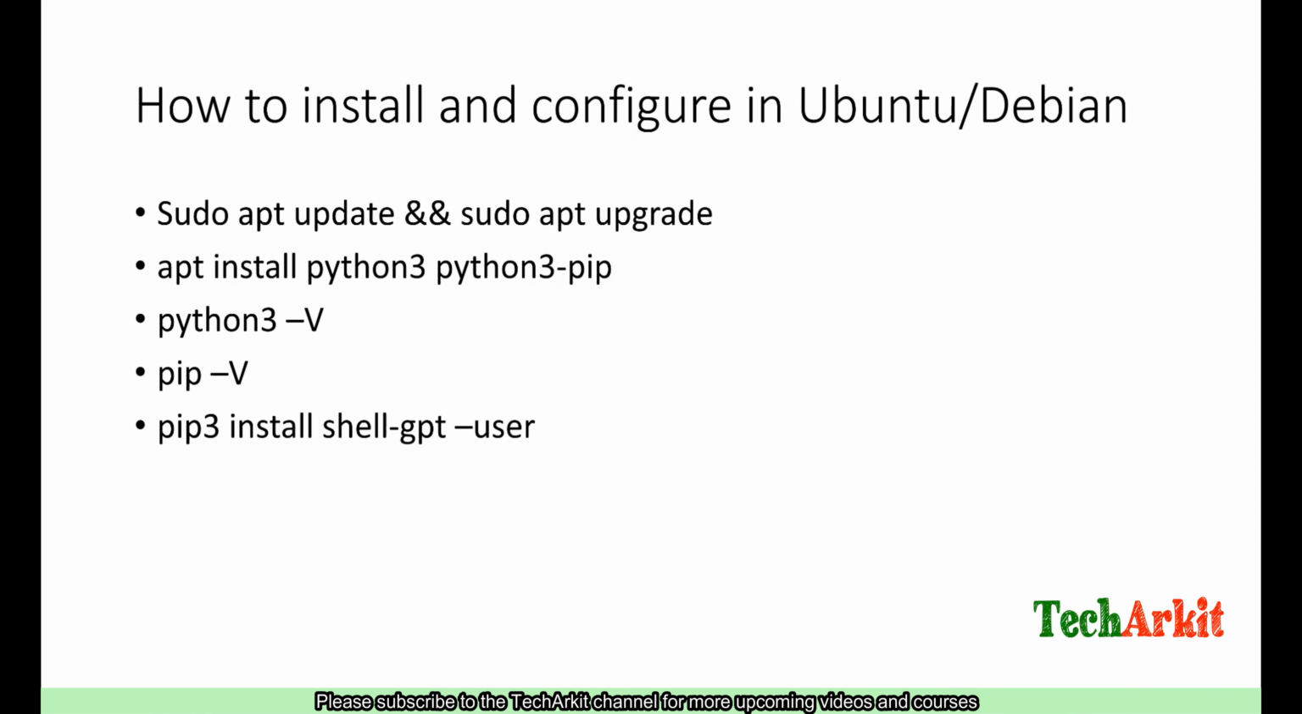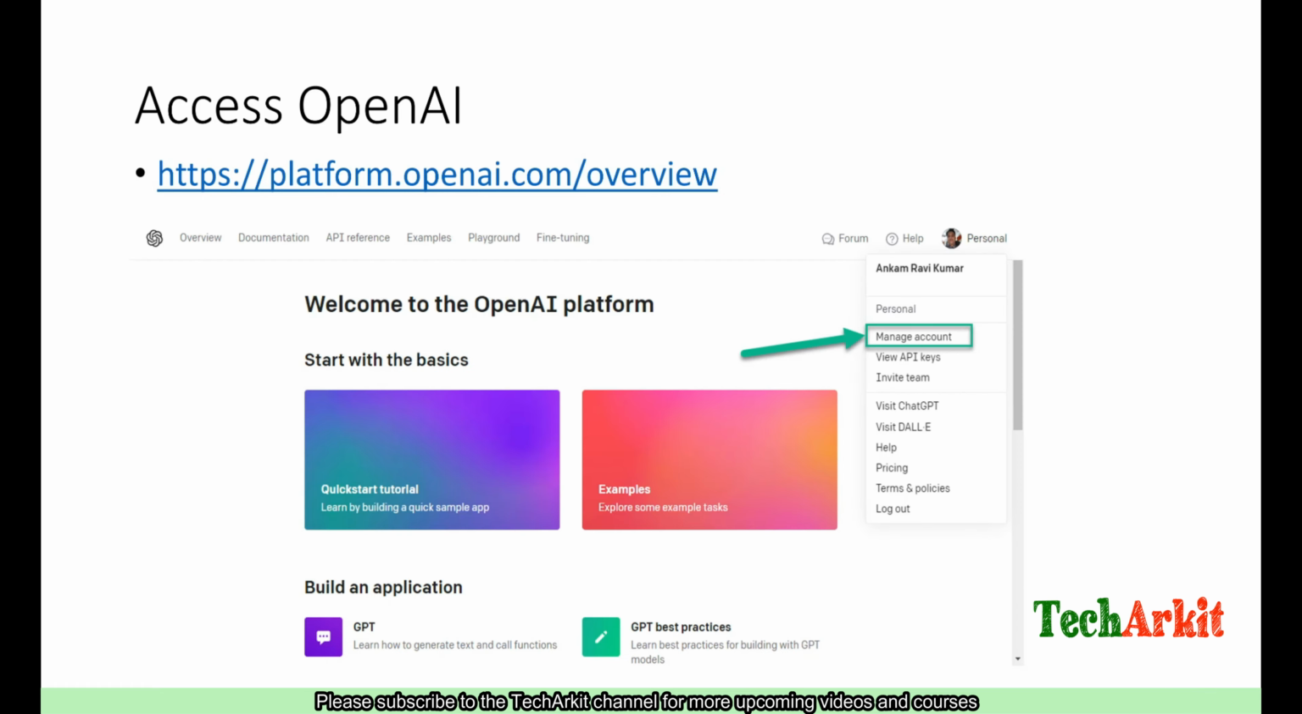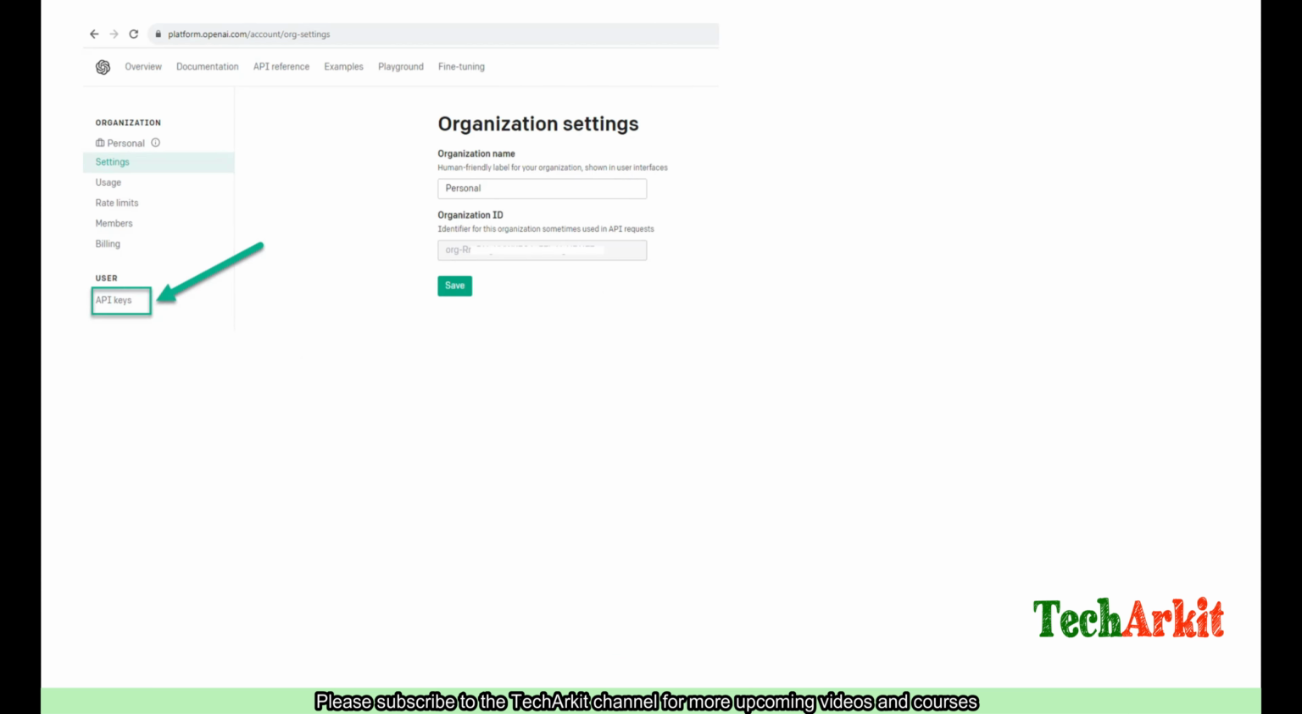After that, you have to configure Shell GPT, and here is how you can get the information. To access the OpenAI portal, you just go to platform.openai.com/overview. Here it will ask you to first log in to your portal by registering yourself. If you don't have an account, register for the first time. Once you are in the overview option, you can click on your personal account, then click on manage account. Then it will show you information about your personal account and your organization ID.